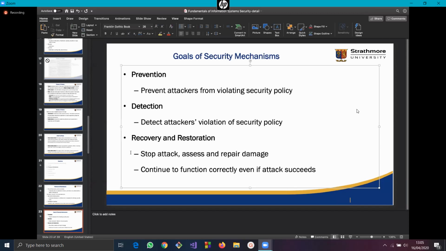A bit of prevention, but we always endeavor to ensure that the data is available. Okay.